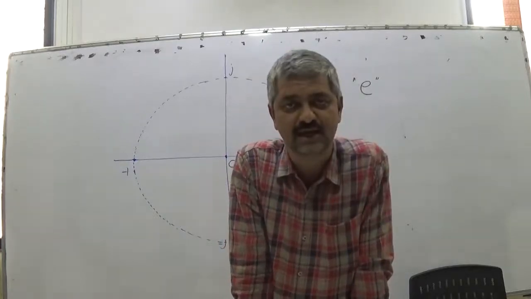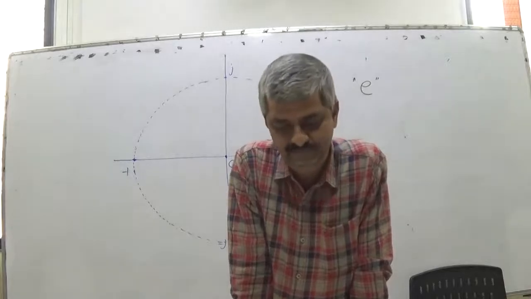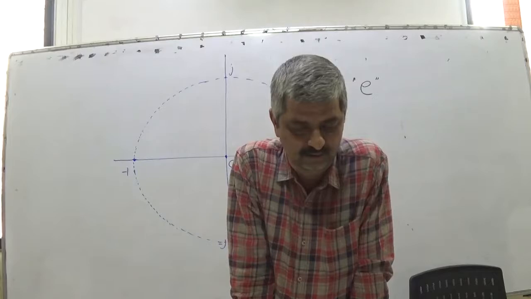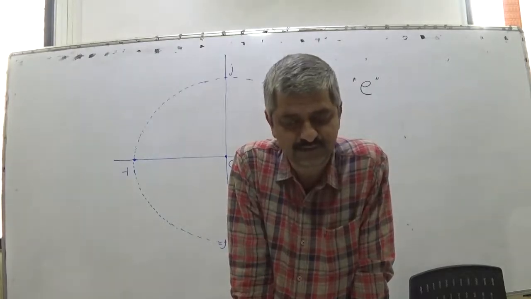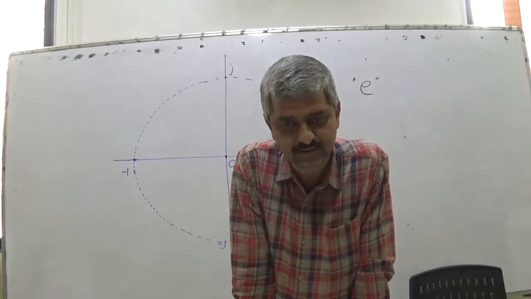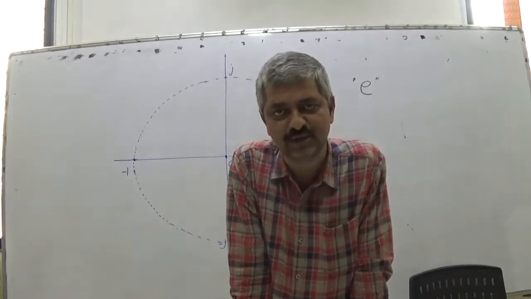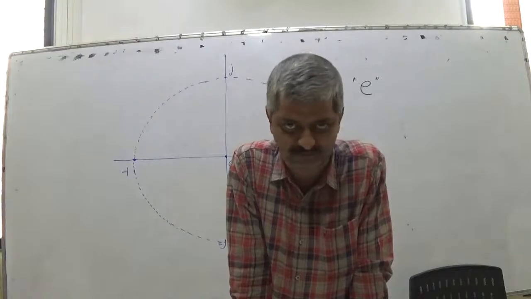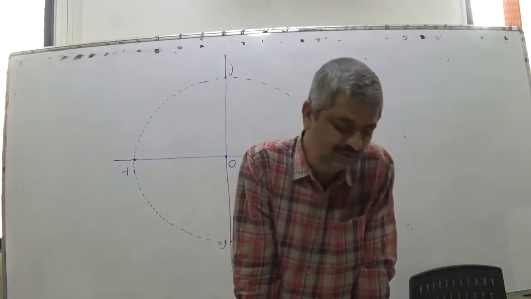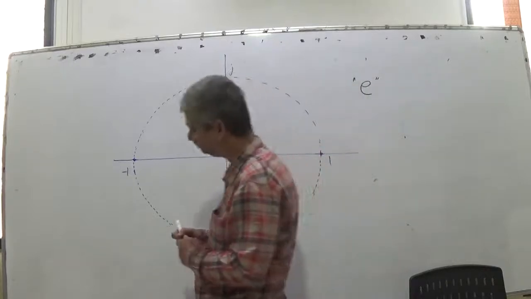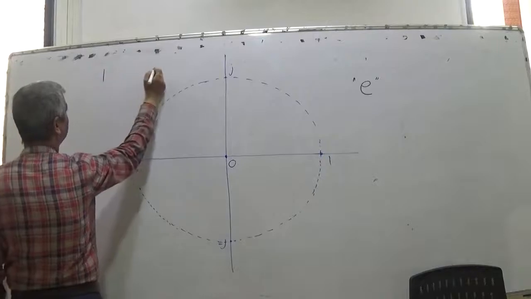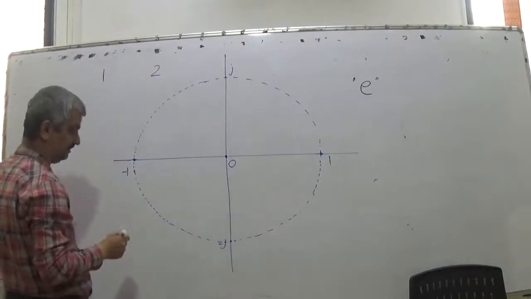So the interest rate is 100% per year. So if you put 1 rupee today, then after 1 year you will be getting 2 rupees. I hope it is quite simple. If you put 1 rupee in the bank today, after 1 year you will get 2 rupees.